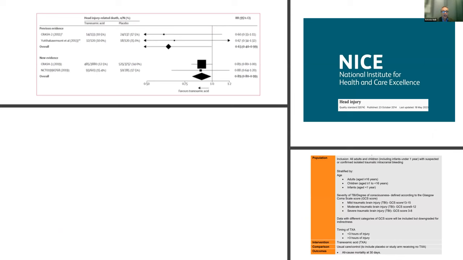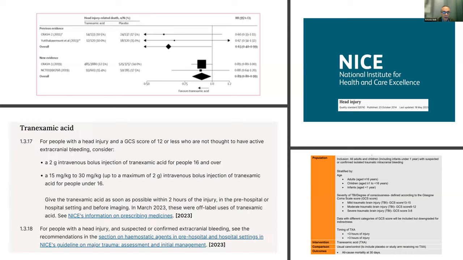Obviously, this is a slightly controversial topic, but they put together the two most recent trials, CRASH-3, which I was a co-investigator on, and a North American trial. And I found that the evidence was quite persuasive in favor of giving 2 grams of TXA to people age 16 or over. If you're dealing with a pediatric population, it's 15 milligrams per kilogram up to 30 milligrams per kilogram. And it's to be given as soon as possible. The recommendation is to give it within 2 hours.